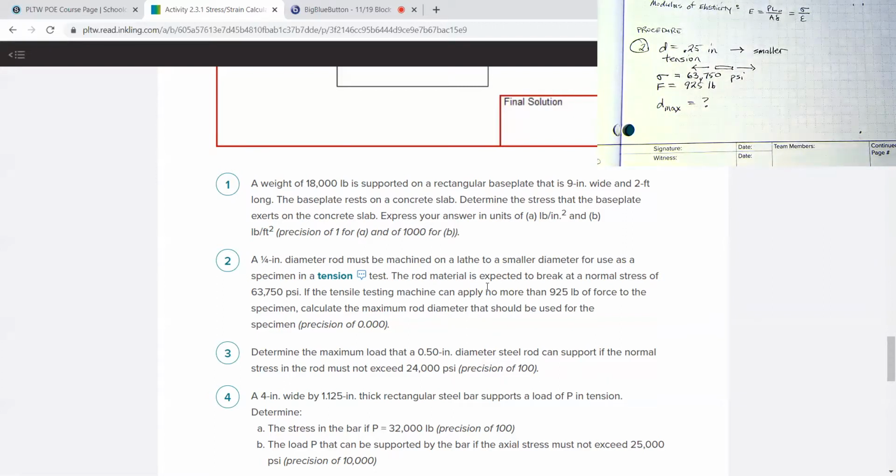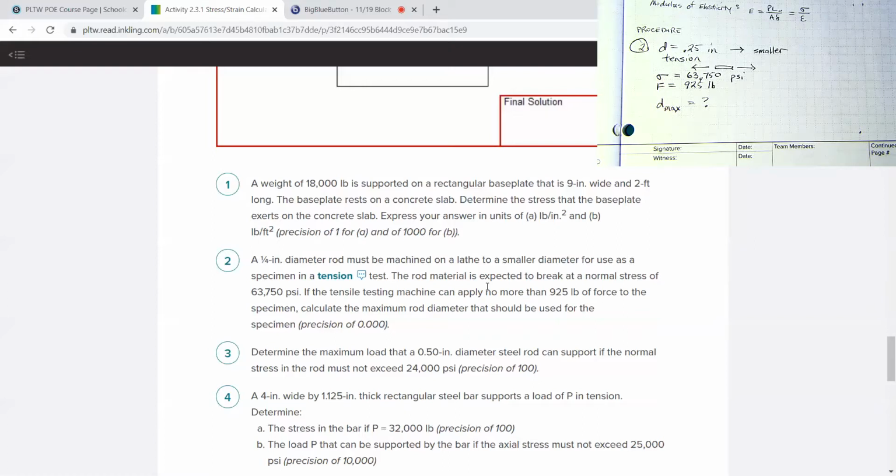Okay, let me think about this. I'm broadcasting this to the world. I'm recording it, and I'm saying it right to you live. This is all very nerve-wracking because I don't know exactly what the question is asking. Calculate the maximum rod diameter that should be used for the specimen. A 1/4 inch diameter rod must be machined on a lathe to a smaller diameter for use as a specimen in tension. And then it says, calculate the maximum.